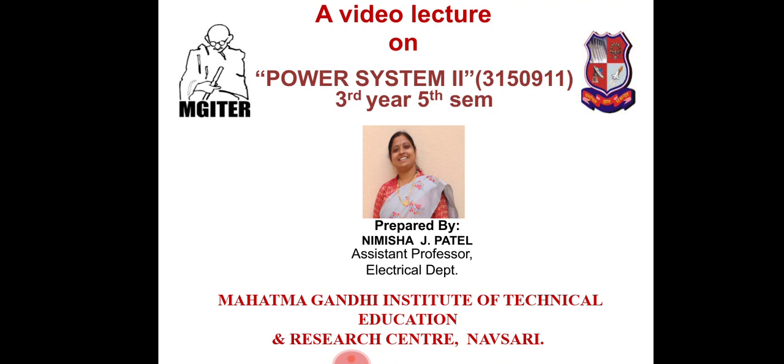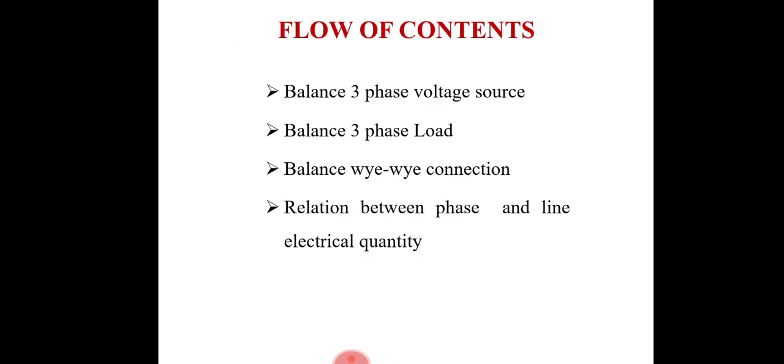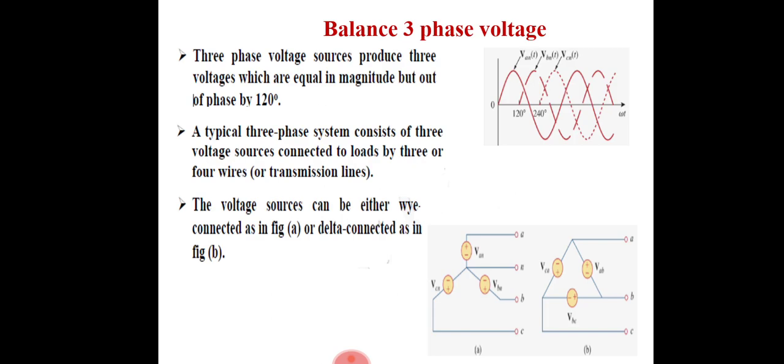I deliver a video lecture on Power System 2, Chapter 1st, Basic Principles. Its flow of contents: balanced three-phase voltage source, balanced three-phase load, balanced star-star connections, relation between phase and line electrical quantity in star-star connections. In the previous lecture, we studied star and delta connection and the relation between phase voltage, phase current with line voltage and line current respectively. Today, I explain about three-phase star or delta connected source and three-phase star and delta connected load.